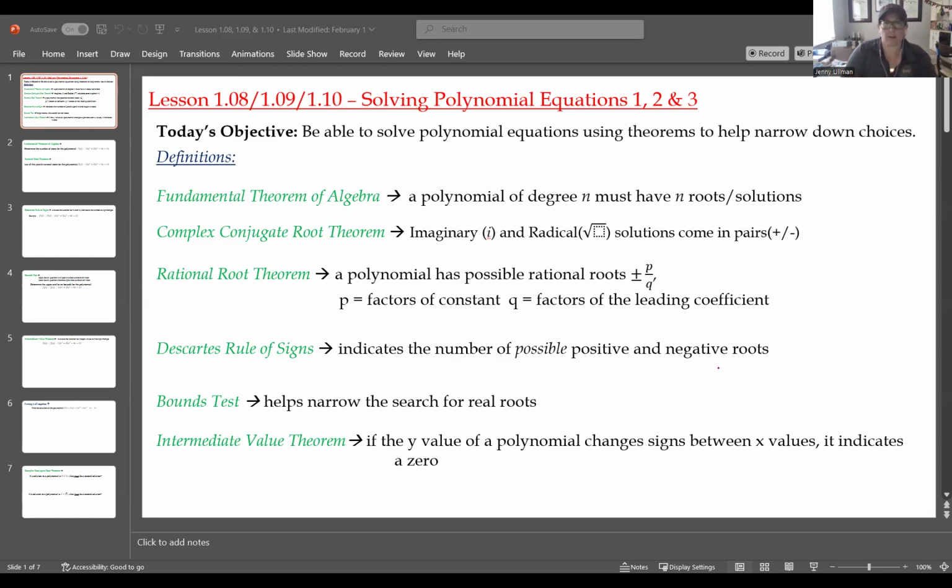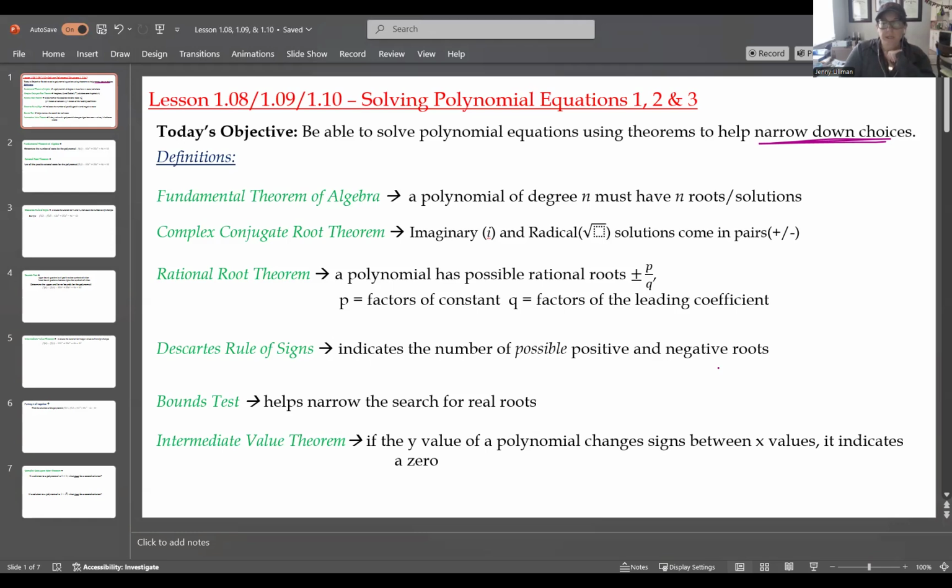So if you'll see there in our objective, it says to be able to solve polynomial equations using theorems to help narrow down our choices. Okay. So what we're going to do is we have one example, and I'm going to basically walk through how we would use each of these different theorems or rules if we were solving and how they can help us narrow down our search.